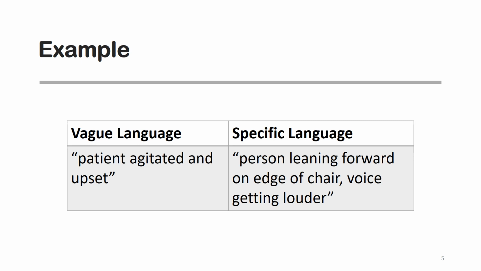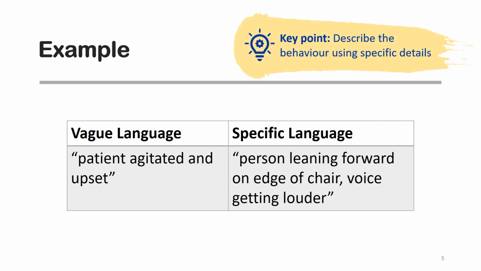Now look at the specific language example on the right. With this example, it is easier to determine if and when the person becomes agitated and if it is getting worse. We know what specific behavior to look out for. We can accurately monitor the impact of our interventions on the patient behavior. The key point here is to clearly describe the behavior using specific details.